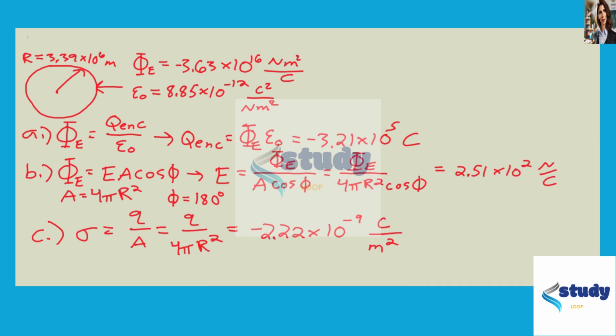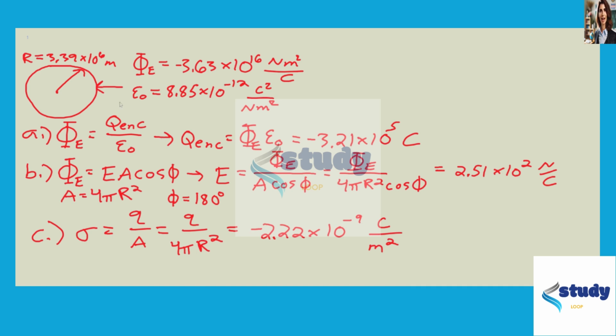Some planetary scientists have suggested that the planet Mars has an electric field somewhat similar to that of the Earth, producing a net electric flux of negative 3.63 times 10 to the 16 Newton meters squared per Coulomb at the planet's surface. Calculate the total electric charge on the planet, the electric field at the planet's surface, and the charge density on Mars, assuming all the charge is uniformly distributed over the planet's surface.